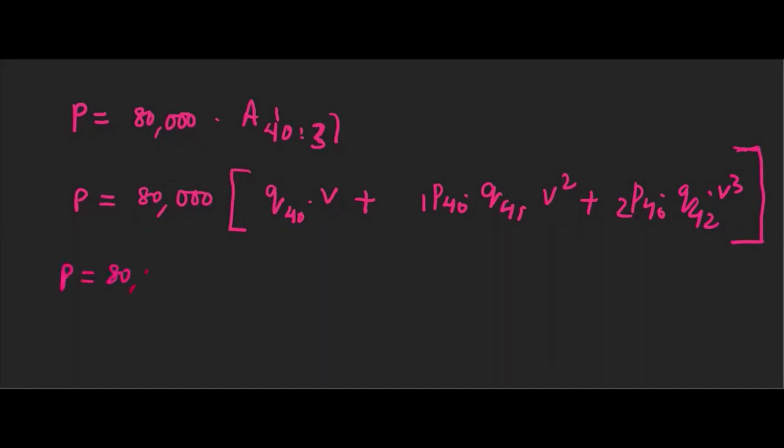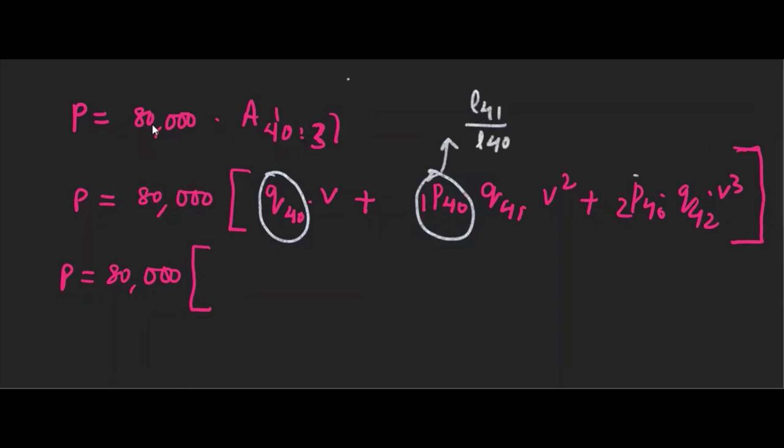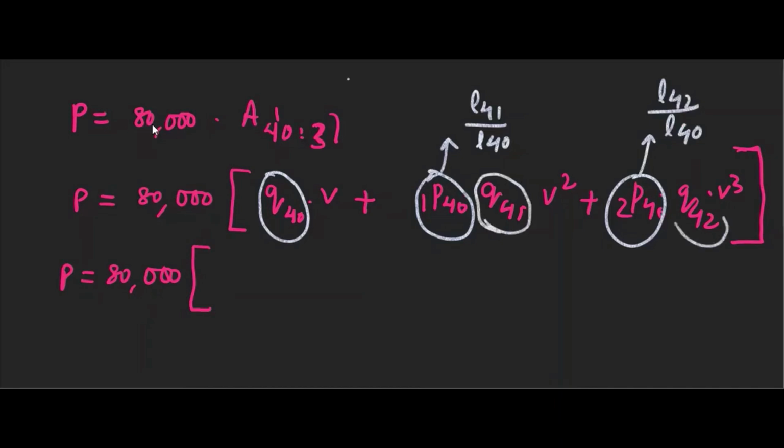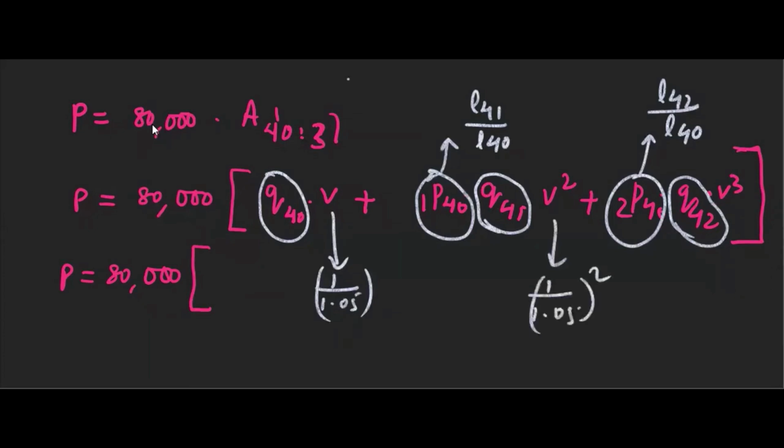Then Q40 you can get from the table, you need not worry. This is available in the table directly. This one you can use the L table, you can find L41 divided by L40. This one you can see in the table, you can find L42 divided by L40. This one also is directly in the table. So you need to find V, that is 1 upon 1 plus 5%, that will be this one, and this one 1 upon 1.05 square, this one will be 1 upon 1.05 power 3. So you can find it this way.